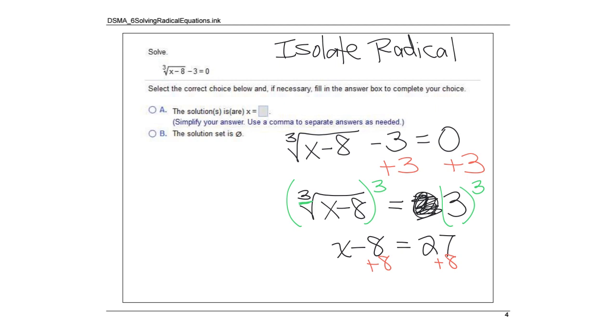And that gives me that x is equal to 35. All right, so we are going to go back and check our work. We're going to check over here. But when we check our work, we always want to go back to the original problem. We do not want to go to the problem where we messed around with it a little bit. We have to go back to the original.